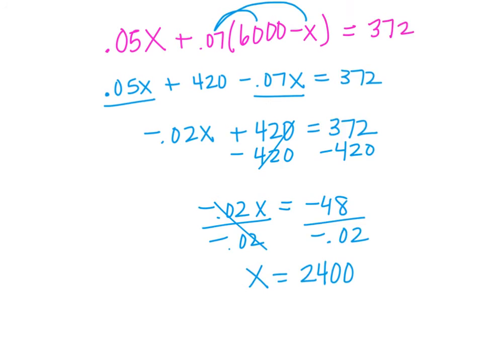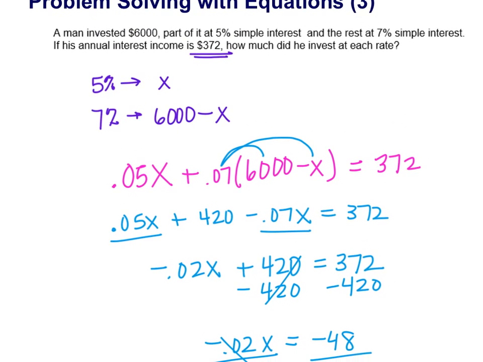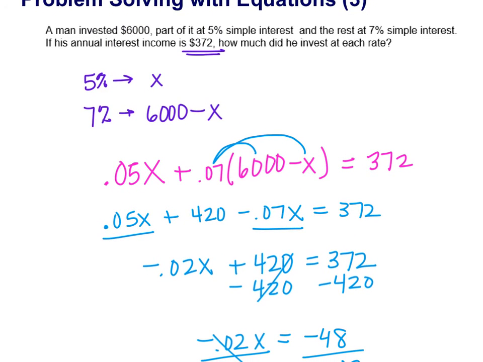So the word problem said, how much did he invest at each rate? So we know the 5%, he invested 2,400 because that's x. We just solved for that.